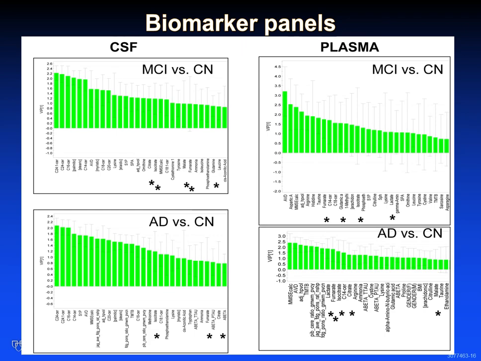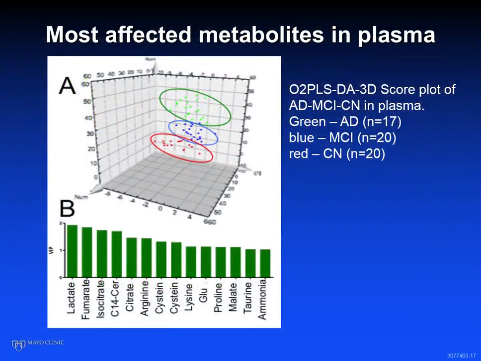These are clinical parameters that include cognitive tests, results of scanning, and results of amyloid load. So this is a very interesting study, and we keep analyzing this data to see how metabolic changes could correlate with other parameters that we have for these patients. When we looked at the most affected metabolites in plasma from all three groups, you can see that components of the TCA cycle came on top.